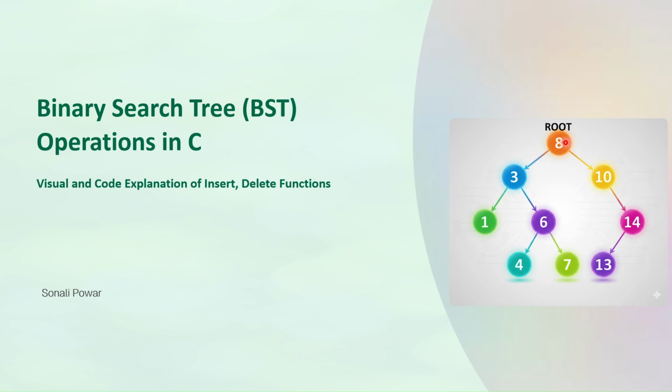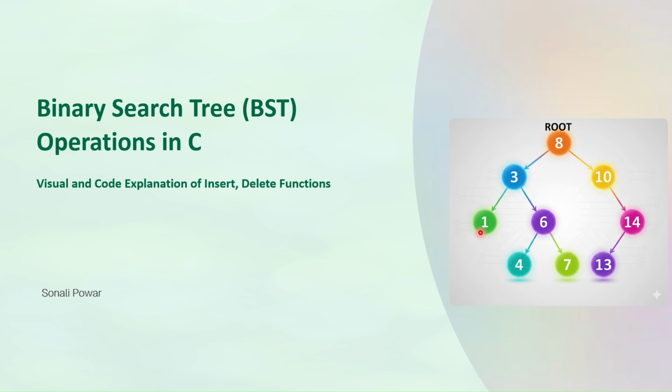Within this, if you observe, 8 is connected to two nodes. This 3 is called the left child of 8 and 10 is called the right child of 8. And 8 is the parent of 3 and 10.